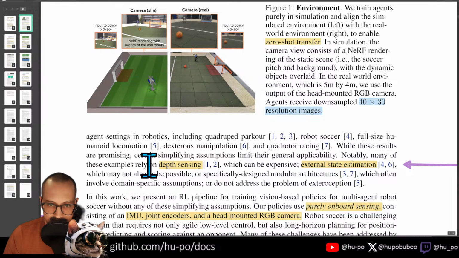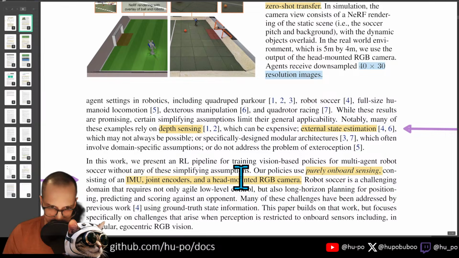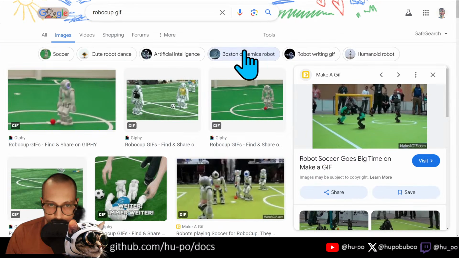Notably, many of these examples rely on depth sensing or external state estimation. Okay, so I've talked about this external state estimation. What am I really talking about here? And in order to make my case, I'm going to bring up RoboCup.